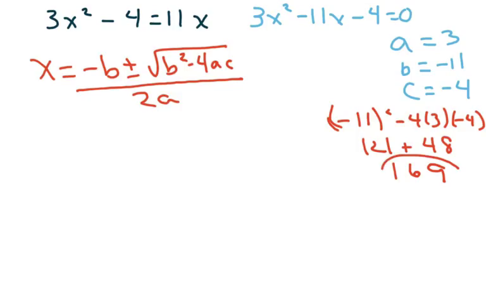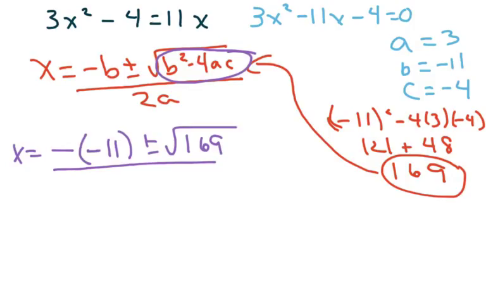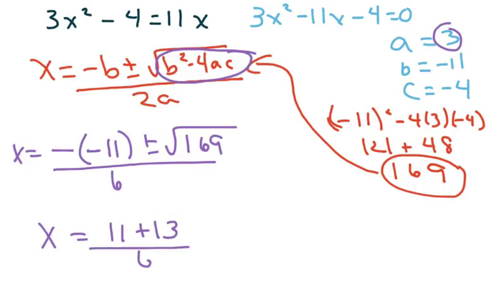Okay, now we're going to plug this in here and rewrite. So that's going to be 169. So negative b, so it's x equals negative 11 plus or minus square root of 169 over 2a. So 2 times 3 is 6. 2a, a is 3. Now, so we have, break it down, we have x equals 11 plus 13, square root of 169 is 13, over 6.